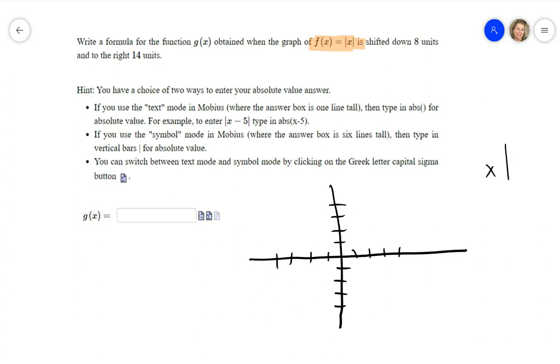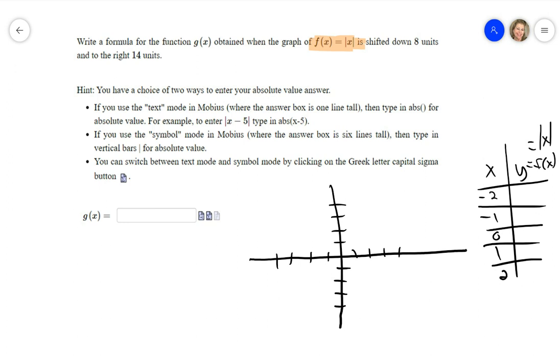If I were to make a table of values for this, let's just say I went -2, -1, 0, 1, and 2. Remember y is really f of x, and f of x is the absolute value of x. So for this first one, the absolute value of -2 would be +2. The absolute value of -1 would be +1. The absolute value of 0 is 0. The absolute value of 1 is 1. And the absolute value of 2 is 2.